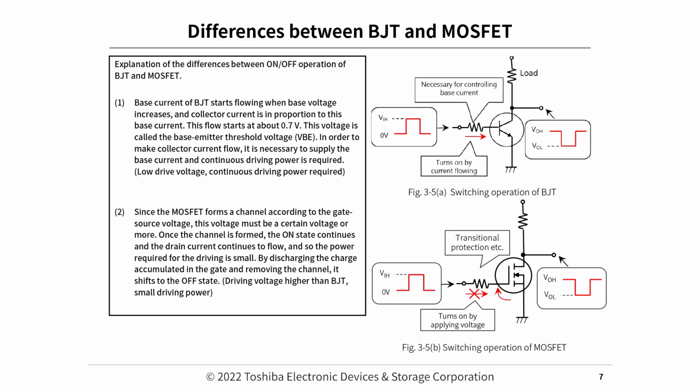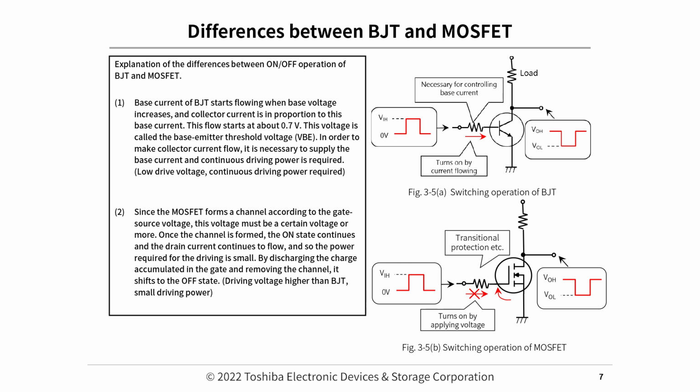Differences between BJT and MOSFET. Explanation of the differences between on-off operation of BJT and MOSFET. 1. Base current of BJT starts flowing when base voltage increases, and collector current is in proportion to this base current. This flow starts at about 0.7 volt. This voltage is called the base-emitter threshold voltage, VBE.